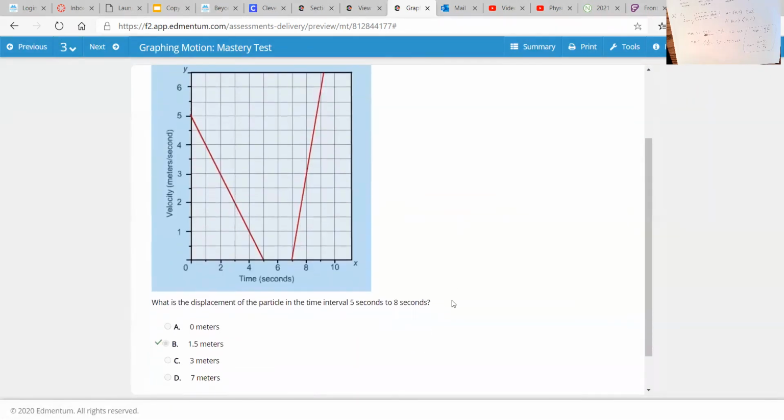3. So for 3, we're given another velocity versus time graph, V over T. And we're asked, what is the displacement of the particle in the time interval 5 seconds to 8 seconds? So 5 to 8.